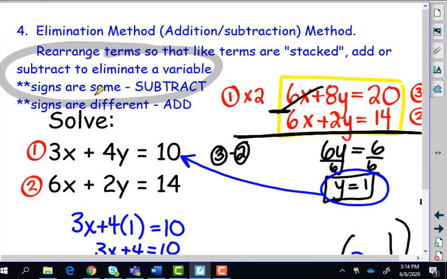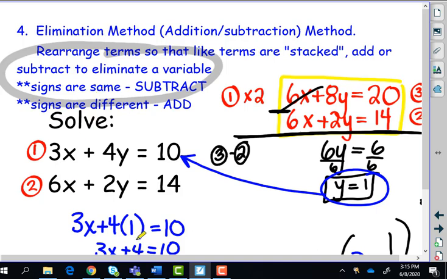Okay, the next one, like I said, I would probably spend a whole day on substitution method. Now, elimination method is one that I usually spend 2 days on. Elimination method, or sometimes people call it the addition subtraction method, is when you rearrange terms so that the terms are stacked. So that means the x's are on top of the x's, the y's are on top of the y's, the equal signs are on top of the equal signs. And then you treat it like old school addition and to eliminate a variable.